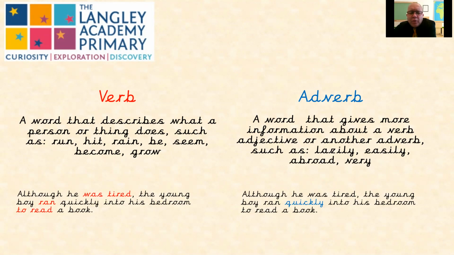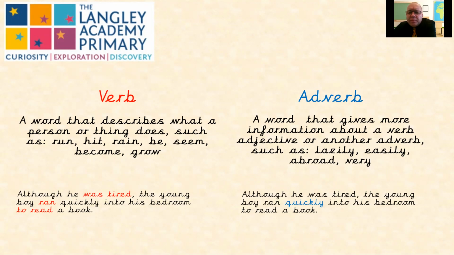Was tired. So was is the past tense of to be. Tired, obviously, ran, and to read. The to read is all part of the same verb there. So the verb is to read. So we've got was, tired, ran, and to read.